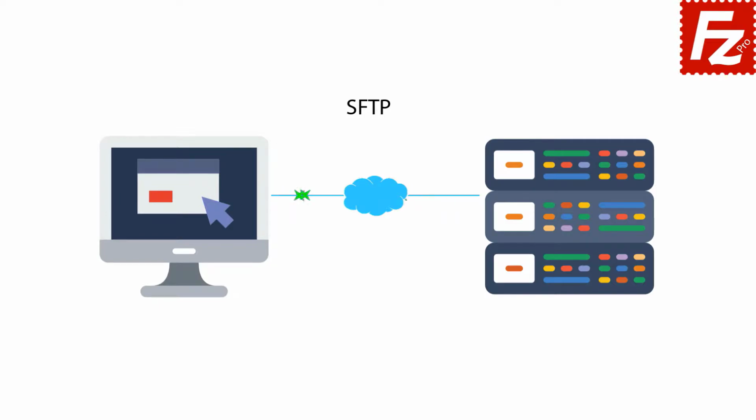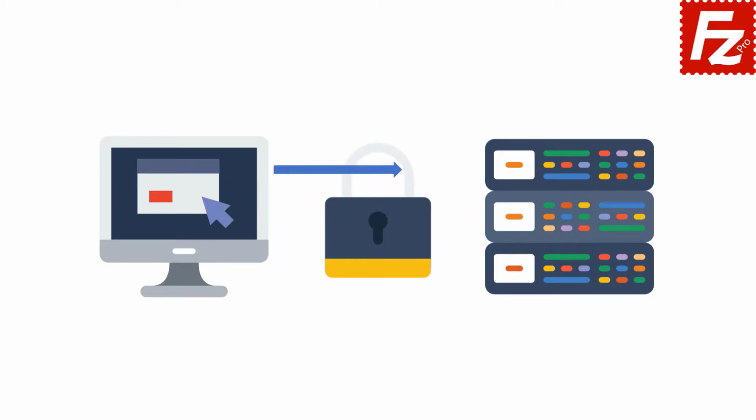SFTP is a method for moving files between computers in a network. It works differently from FTP and FTPS. SFTP is an extension of SSH. SSH is a protocol that provides a secure channel in a client-server architecture.